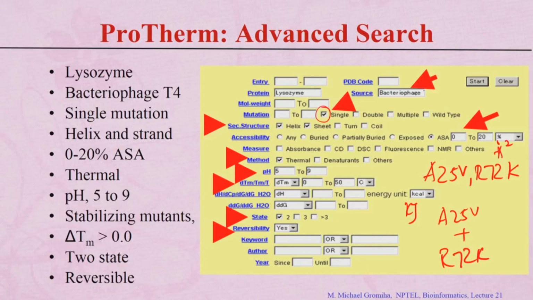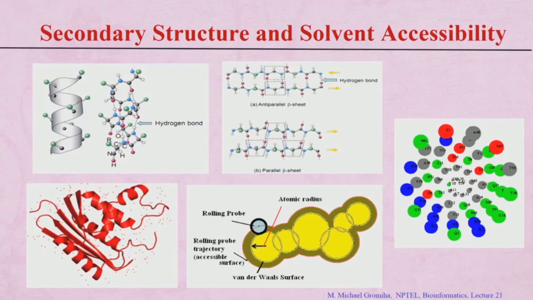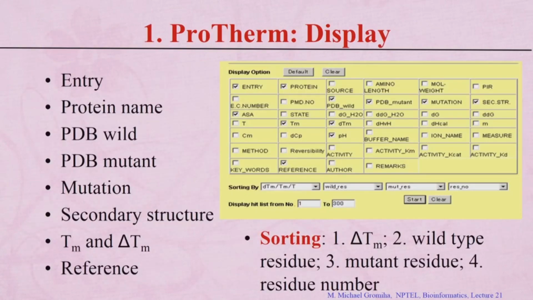Then state you can see 2 state or 3 states or more than 3 states, reversibility also you can define, or also you can search with the keywords and others, and then if you want the current data you can put the year, you change the year, and it will give the data which are reported recently in the literature. So, these are the various secondary structures, and accessibility that we discussed earlier. On this aspect you can search this particular database.